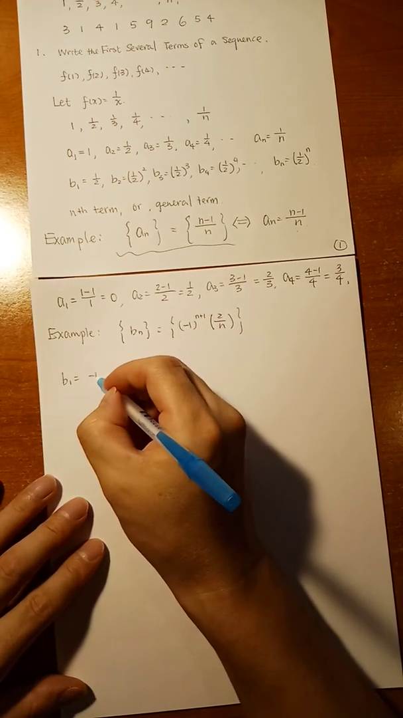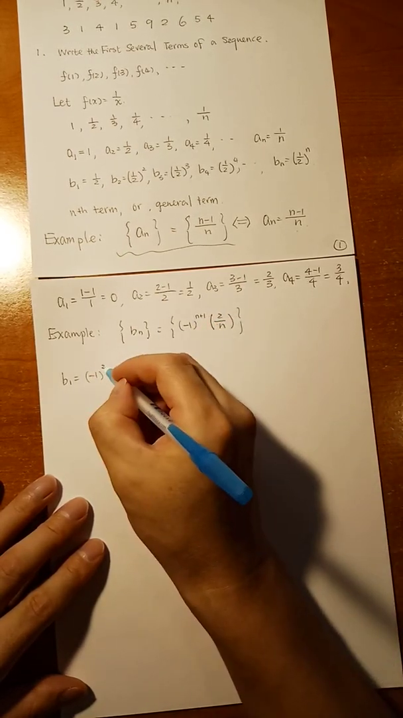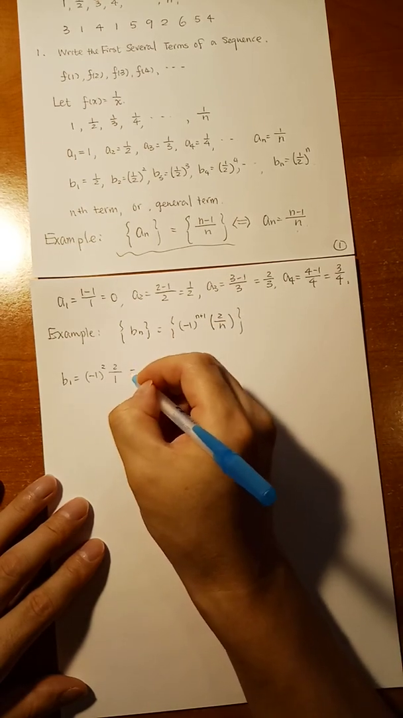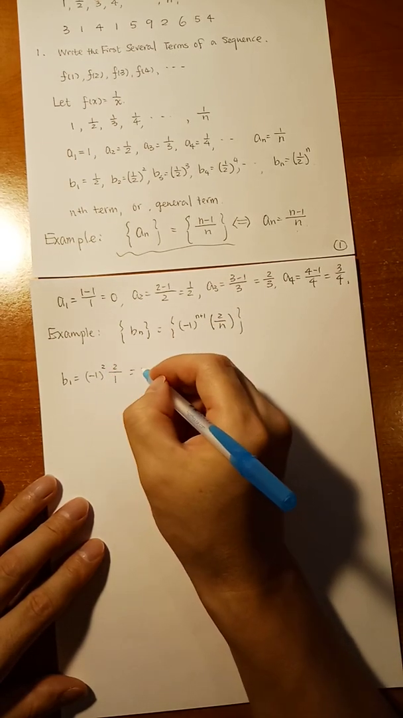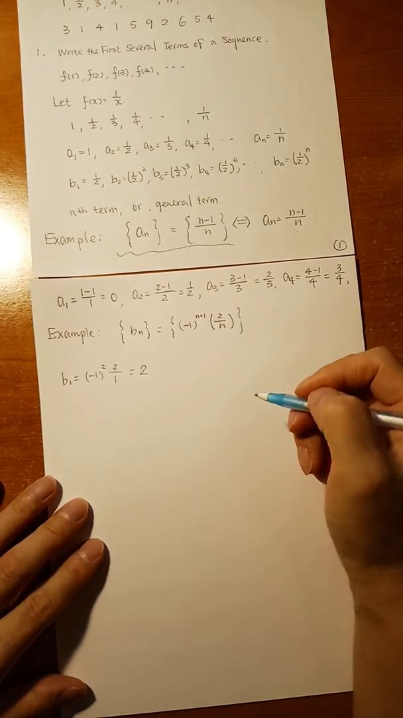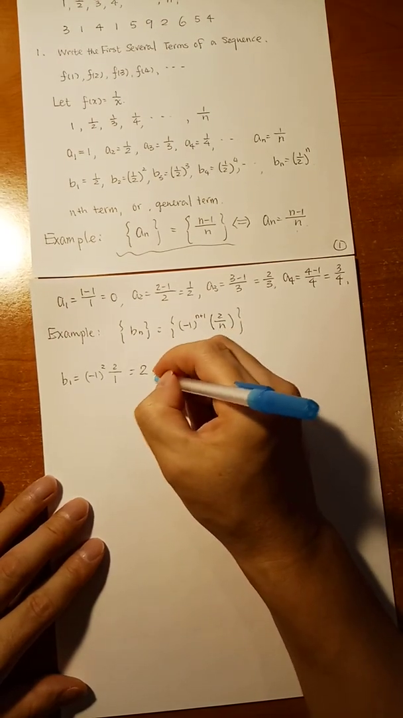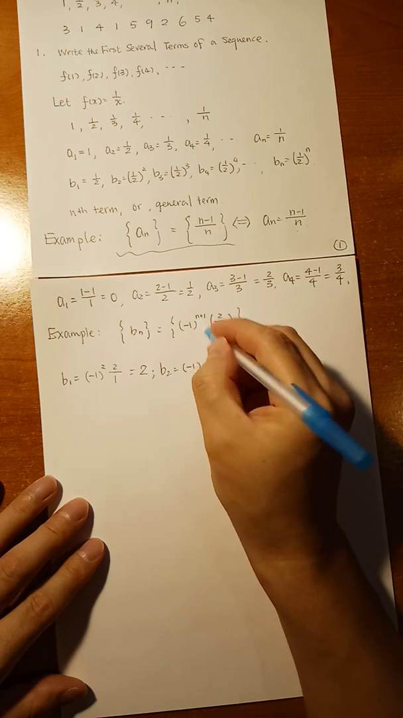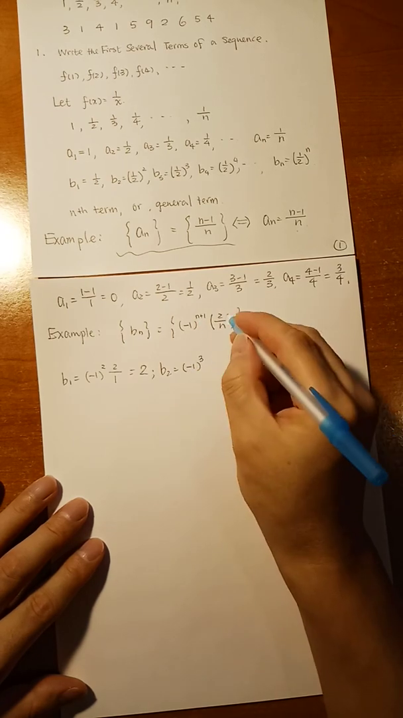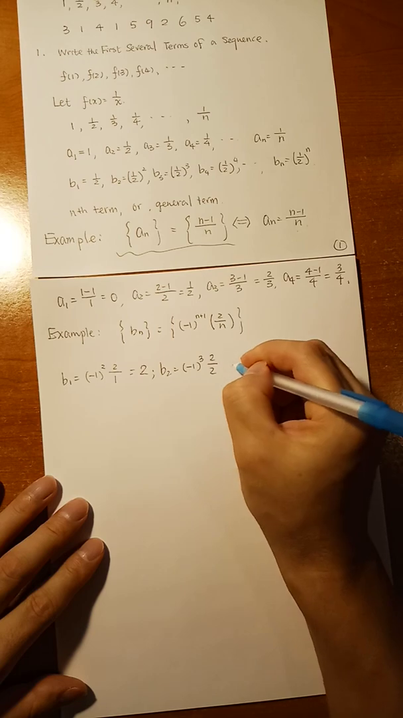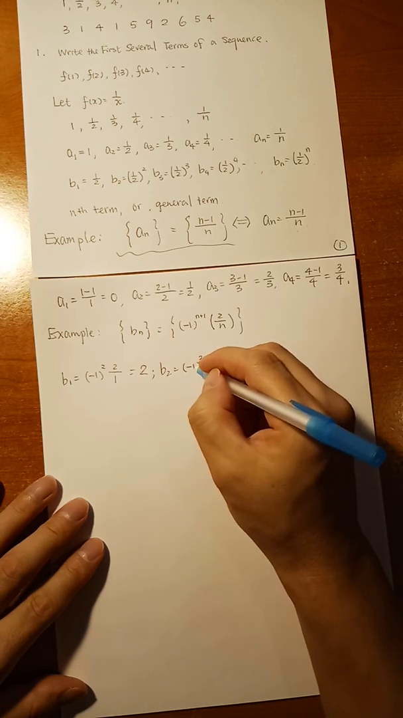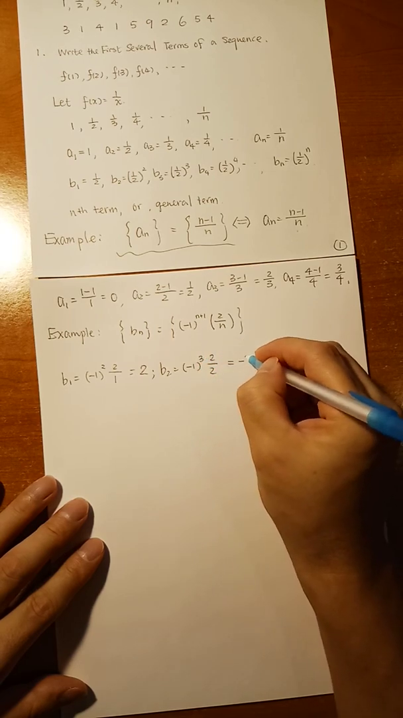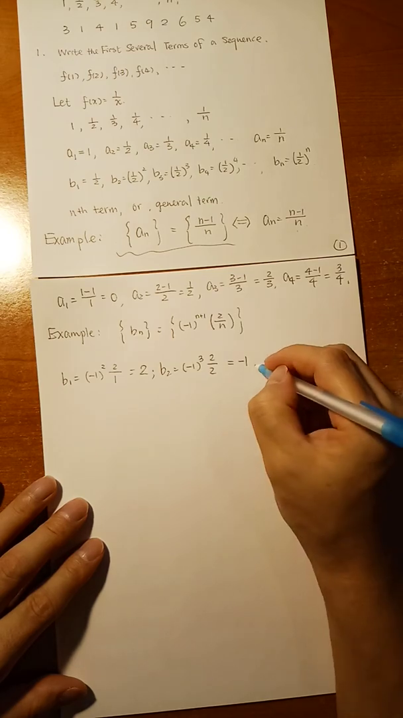So it's -1 to the power 1 plus 1, which is 2, and then 2 over 1. (-1) squared is 1. 2 over 1 is 2. So b sub 1 is 2. And b sub 2 is (-1) to the power 2 plus 1, which is 3, and then here it is 2 over 2. 2 over 2 is 1. (-1) cubed is -1. So the product is -1.